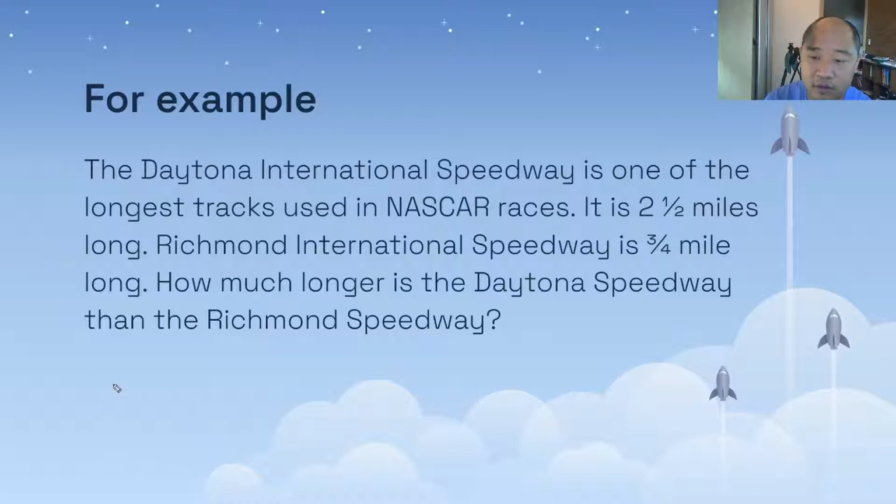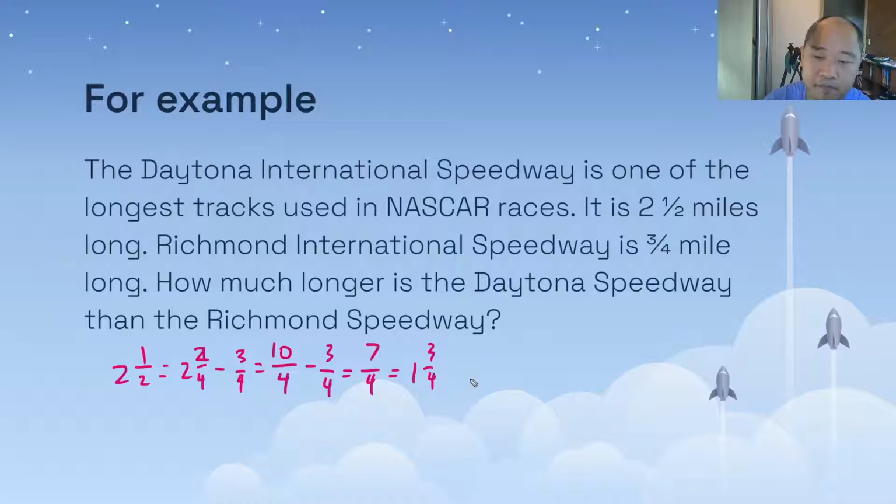Welcome back. All right, so Daytona is 2.5, which is the same thing as 2 2/4. We're going to subtract then 3/4. So this is 10 over 4 minus 3 over 4, which is 7 over 4, which is 1 3/4. Here we're talking about miles. So how much longer is Daytona Speedway than Richmond? 1 3/4 miles.